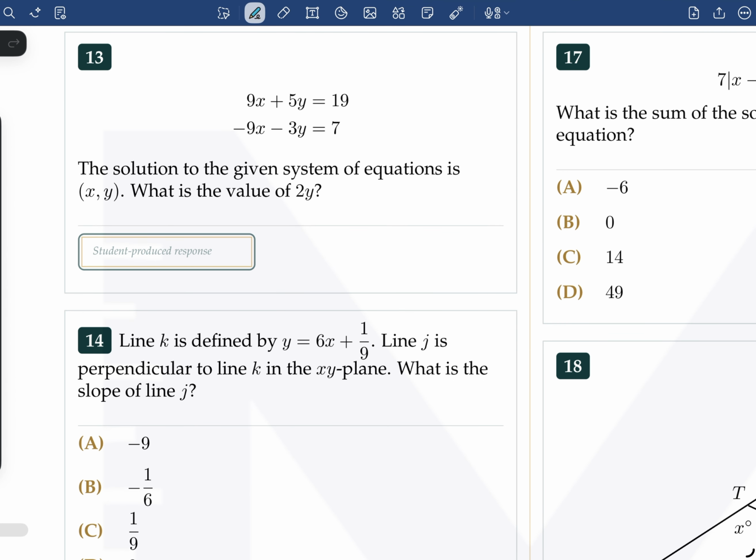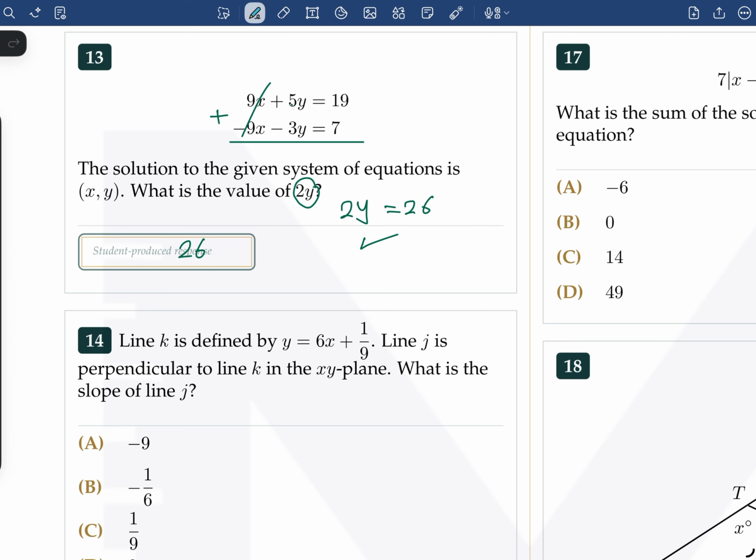Number 13, we have a system of linear equations. The solution to the given system is x and y. What is the value of 2y? The easiest method here is to add them all together. If you add the two equations together, we cancel out the 9x and negative 9x because they have opposite signs. And now we have 5y minus 3y, which is equal to 2y, and 19 plus 7 is equal to 26. No need to get the value of y. The question says find the value of 2y, which is already here. 2y is equal to 26, so our answer is 26.